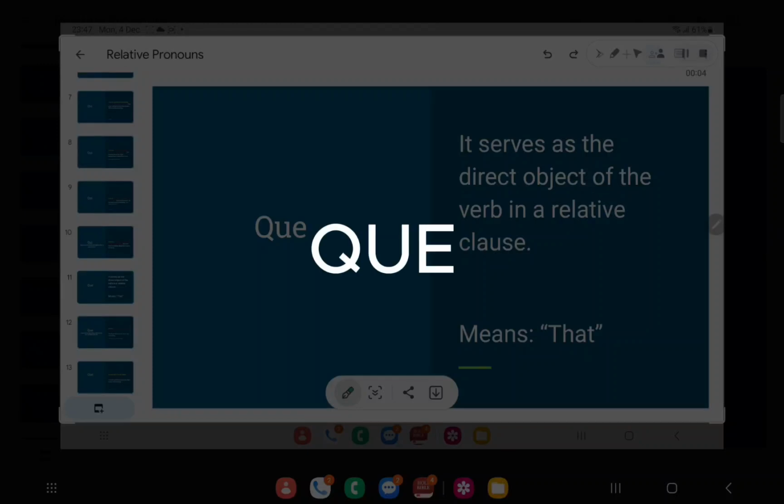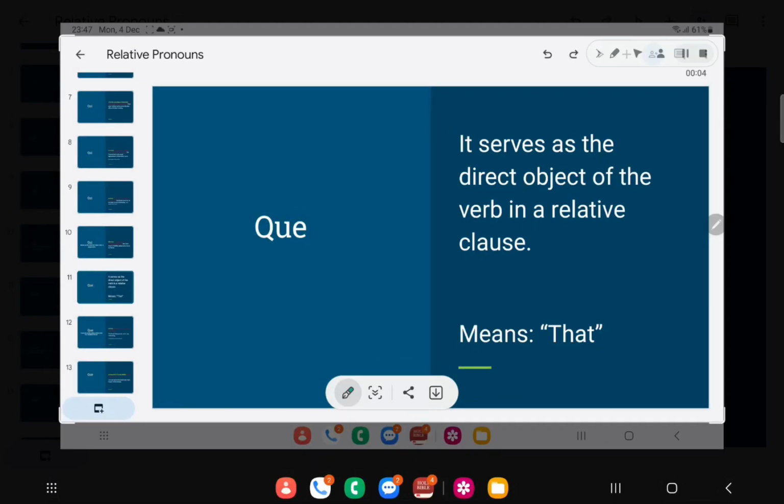Now we are on to que. Que serves as the direct object of the verb in a relative clause. You might want to pause to wrap your head around that. It serves as the direct object of the verb in a relative clause. In English, it can be translated to mean that.